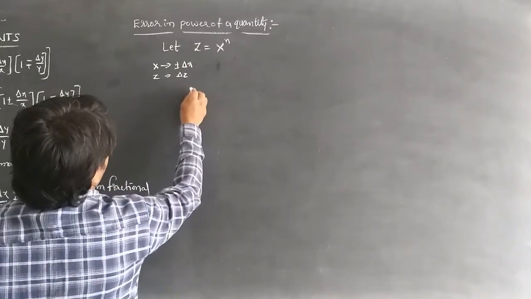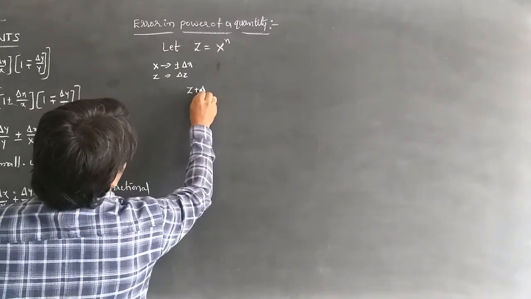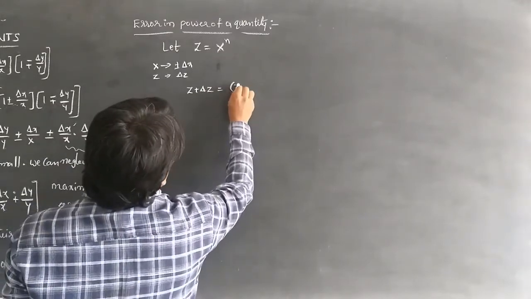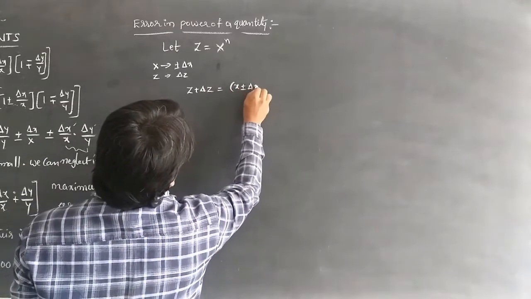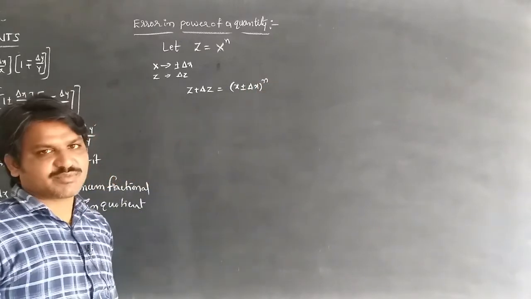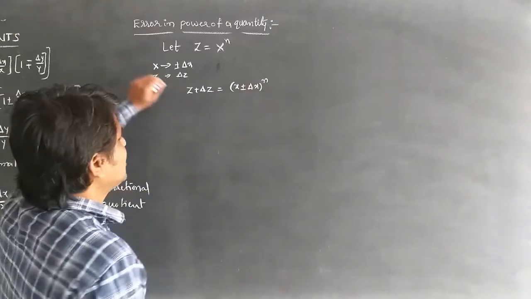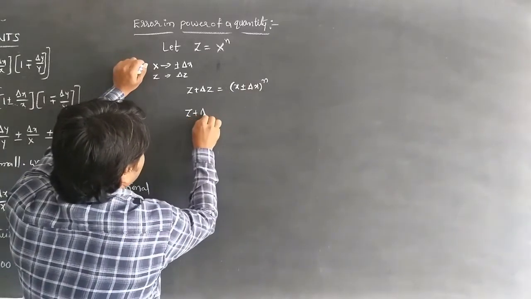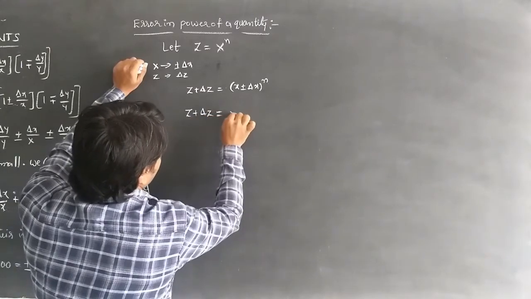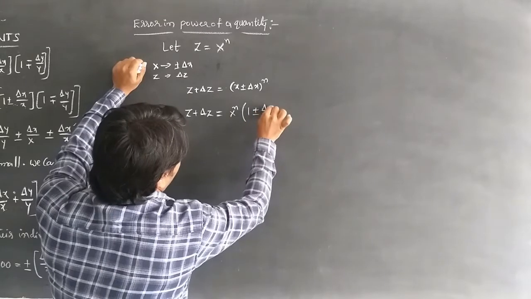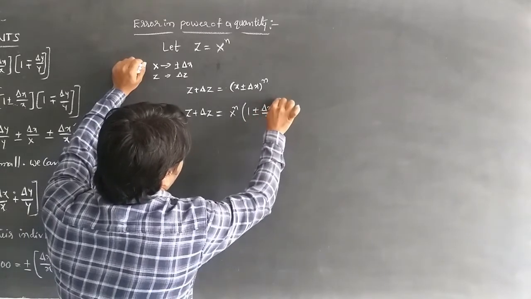By substituting this one, we get z plus delta z, which is equal to, in x we are writing x plus or minus delta x to the power n. Whenever x is taken outside, we get z plus delta z equal to x to the power n into (1 plus or minus delta x by x) whole power n.